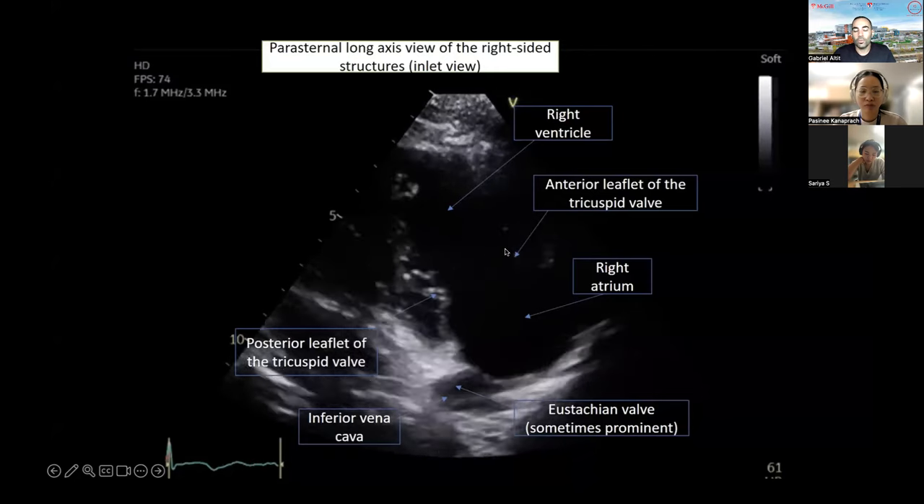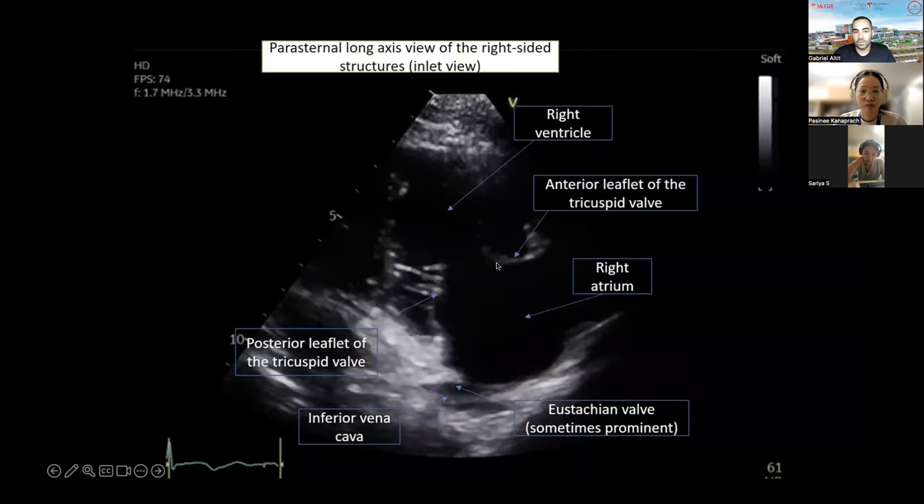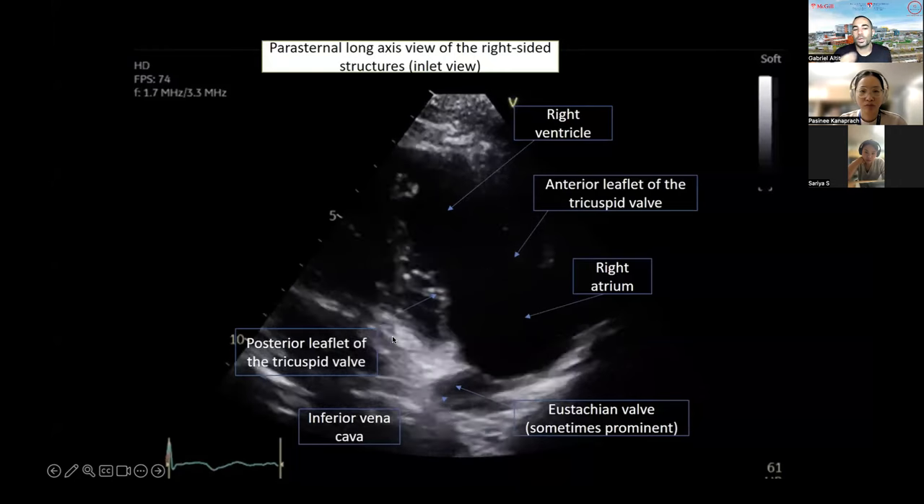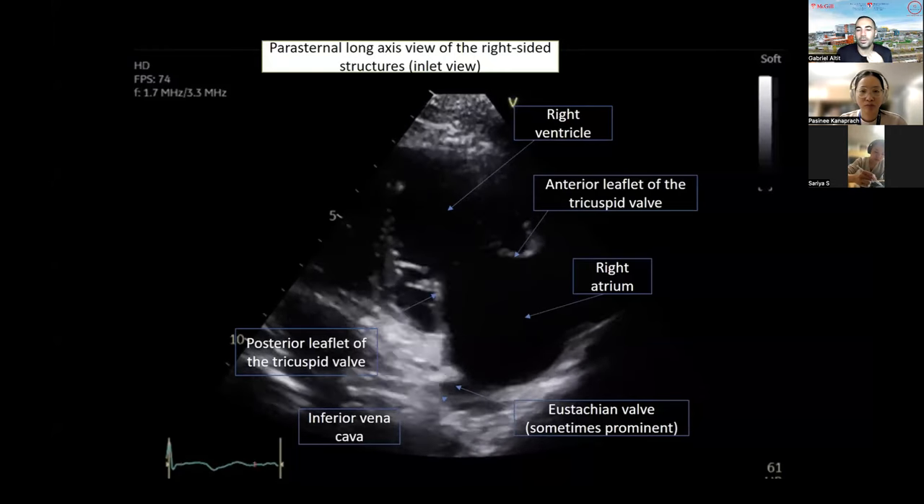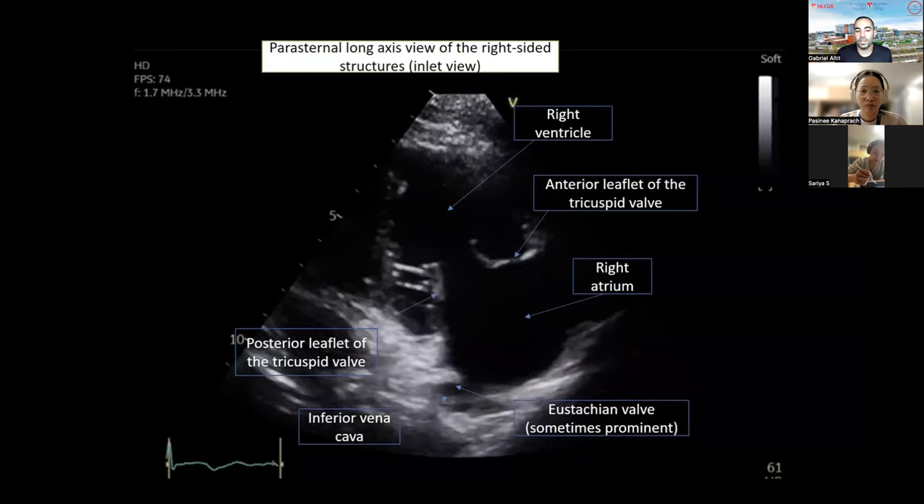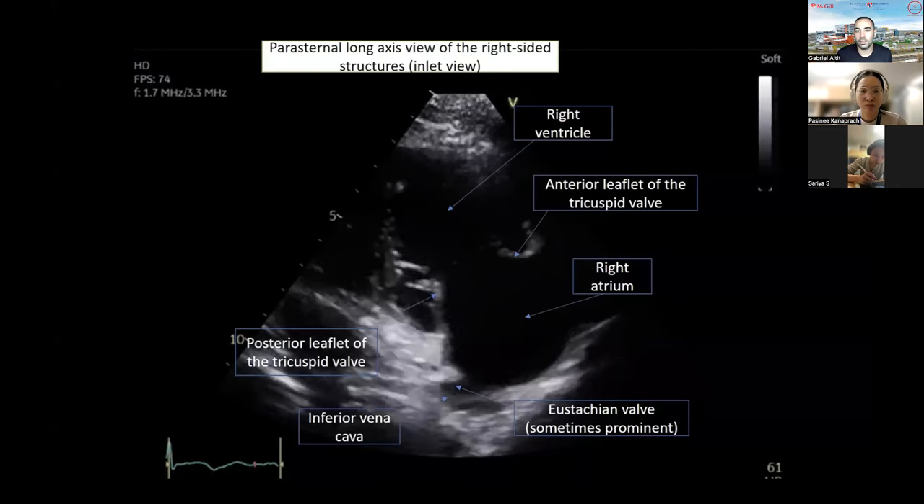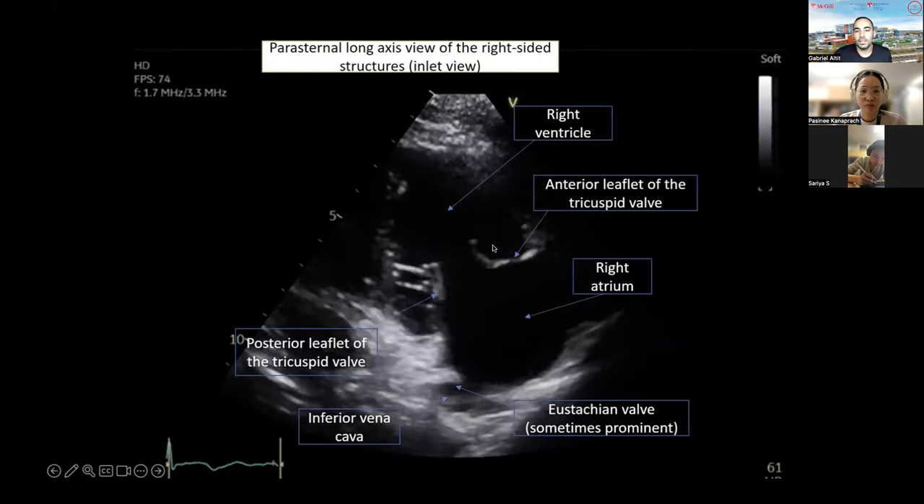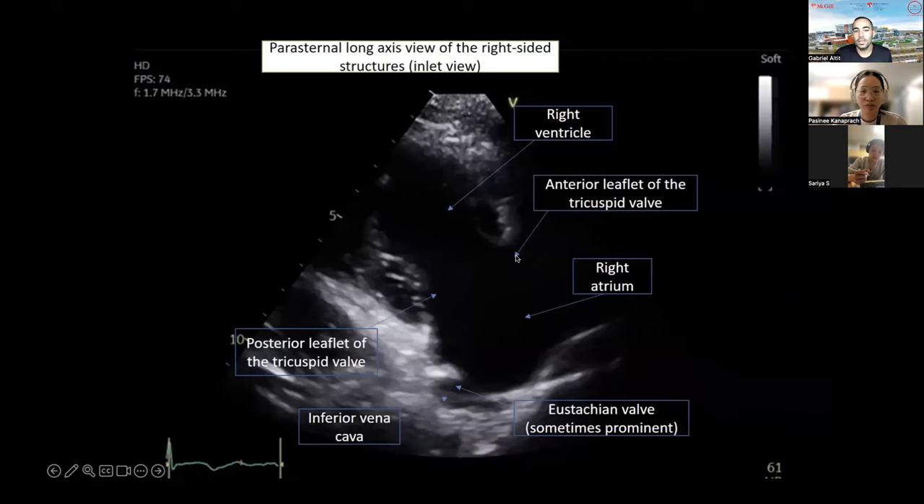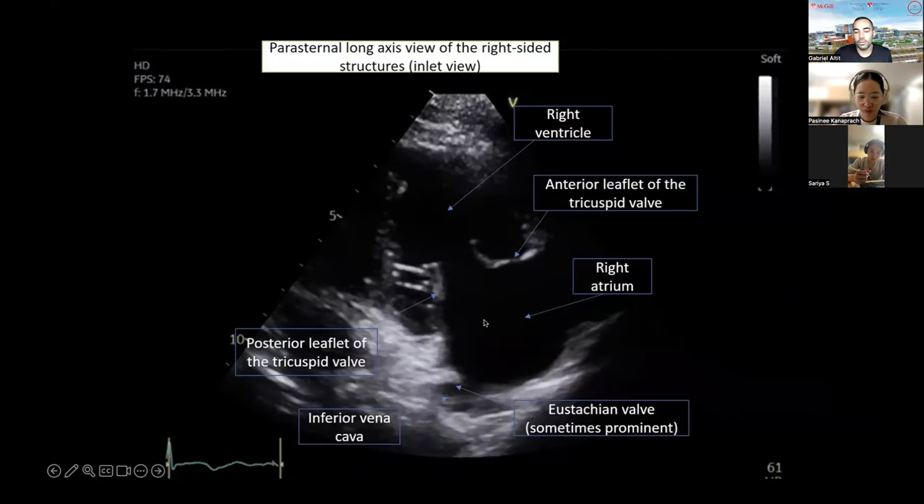And so we know that the tricuspid valve has three leaflets, and it's important to know which are some of these leaflets, because sometimes a leaflet is going to have anatomical considerations. And so here we can see the anterior leaflet and the posterior leaflet of the tricuspid valve.